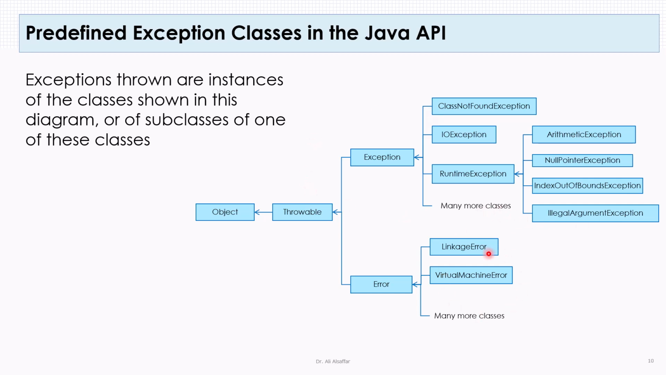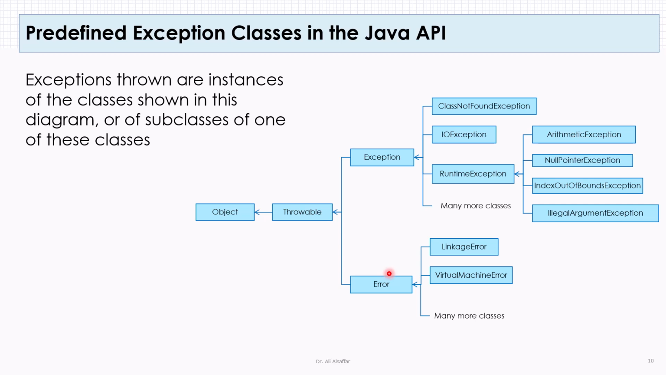All subclasses of the error class are for exceptions that are thrown when a critical error occurs, such as running out of memory. So your applications should not try to handle these errors because they are the result of a serious condition. However, all the exceptions that our applications should handle will be subclasses of the exception class.